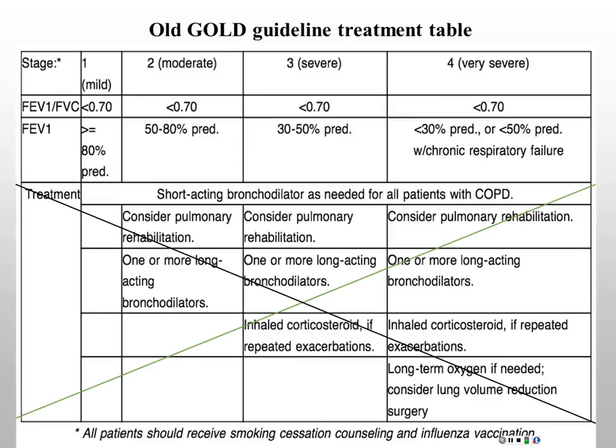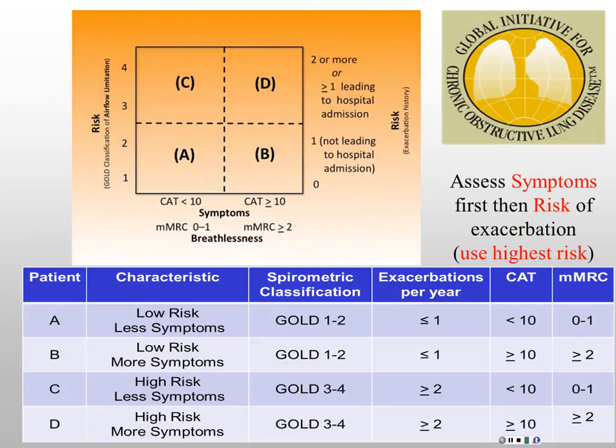COPD, the classification is still the same, mild, moderate, severe, and very severe, depending on the cutoff points of 80%, 50%, and 30%, but the treatment changed recently, and the classification, so now you have to put your patients in one of these categories, A, B, C, and D, depending on the underlying symptoms and the risk for exacerbation. It may look complicated, but we will dissect it and make it more easy.